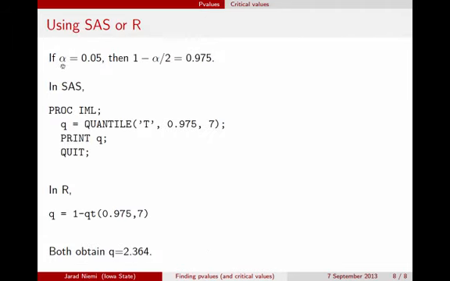If we set alpha equal to 0.05, which is a very common value for alpha, then 1 minus alpha over 2 is 0.975. Again, we can use proc-IML now with the quantile function for a t-distribution with 7 degrees of freedom and find out what the cutoff is such that the probability is 0.975. Alternatively, in R, we can use the quantile function for a t-distribution with 7 degrees of freedom. Alright, so this 1 minus should not be here. Apologize for that. Once we've gotten rid of that, then both R and SAS will agree, and we'll find a t cutoff of 2.364.